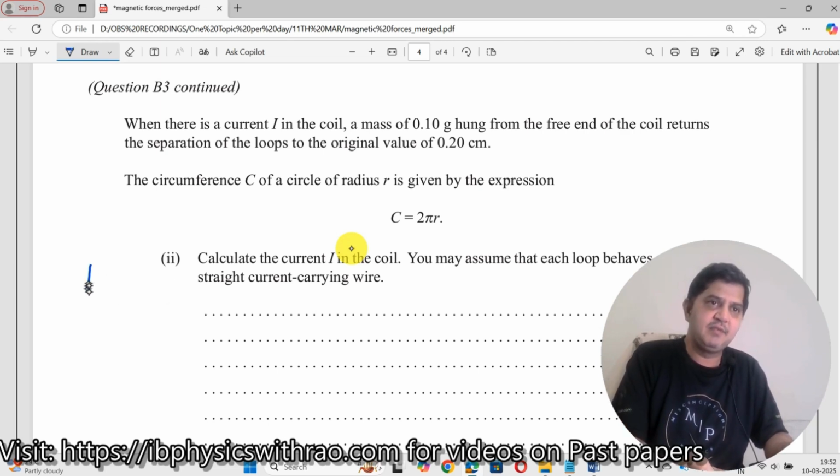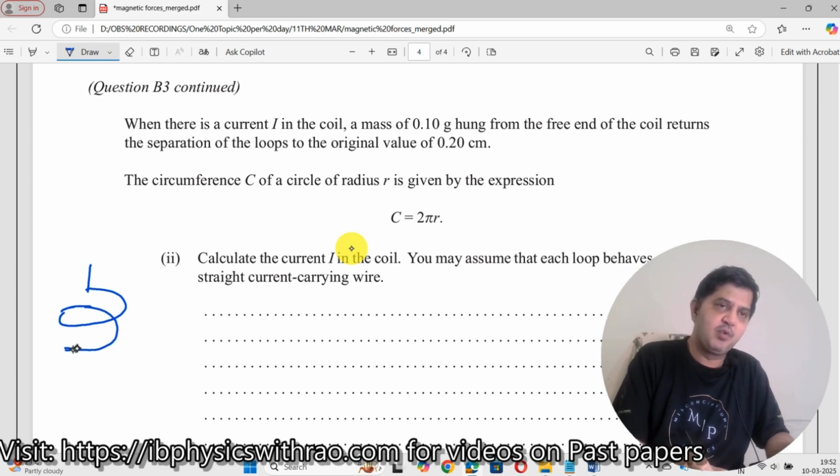You have the coil like this. It's given over here like this. Two coils are given here, and this is being connected here. You add a weight over here. Now, because you passed a current initially, this coil came closer to each other.